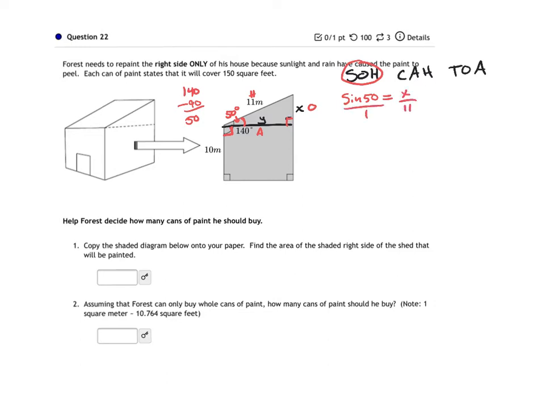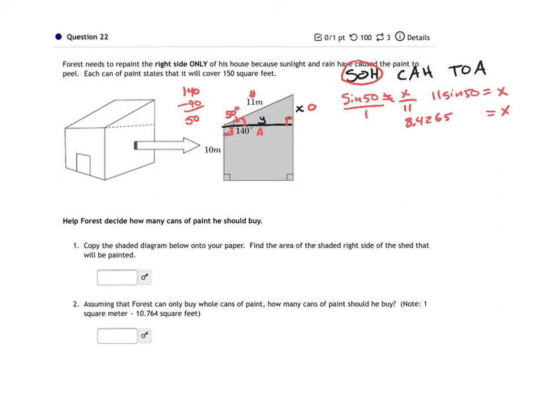Now, when I cross multiply here, I'm going to get 11 times the sine of 50 is equal to x. So when you do 11 times the sine of 50, you're going to end up with x equaling about 8.4265. Now, I don't want to round too much here because we're going to be doing some other calculations later, and I just want to make sure that they all match up.